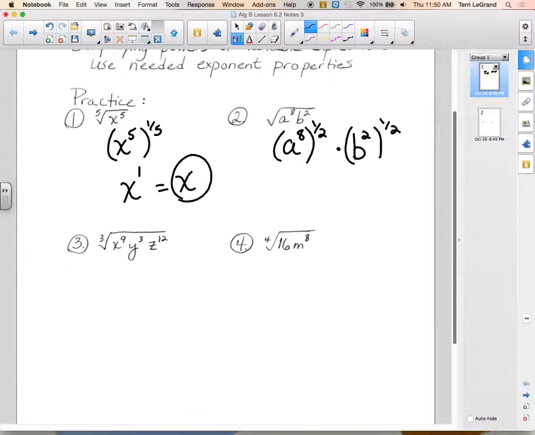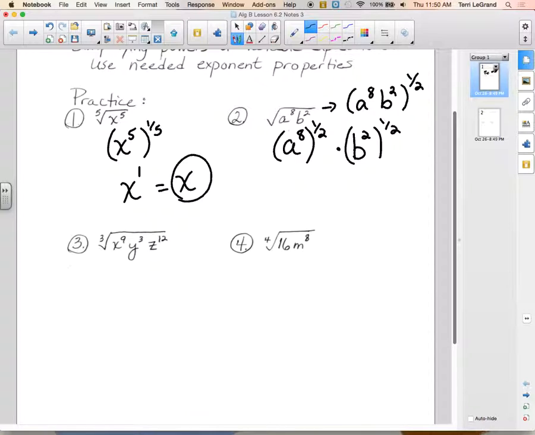But probably not, there's probably one more thing we could have done first that would then have led to that. Cameron, what do you think that could come from? See, a to the 8th times b to the 2nd, in parentheses, to the 1/2 power. Yeah. That's really all I'm looking for in that first step, you guys.